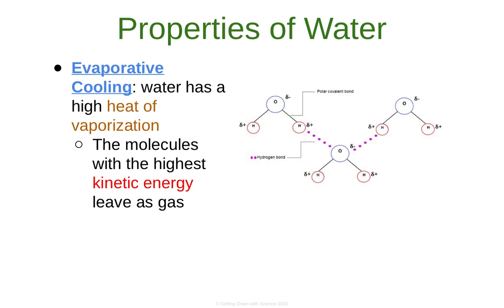A high heat of vaporization means it's going to require a lot of energy to get this molecule to move from its liquid state to its gas state. So it does resist the change from liquid to gas well. The molecules on the surface of the water have the highest kinetic energy. They're going to leave as a gas first.